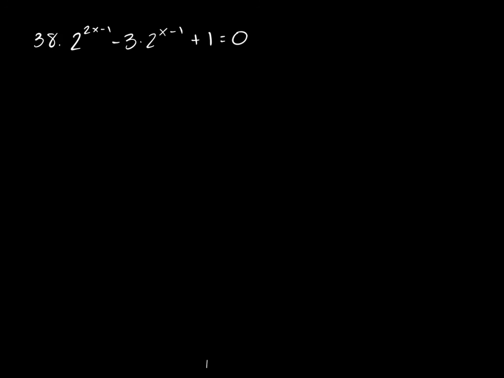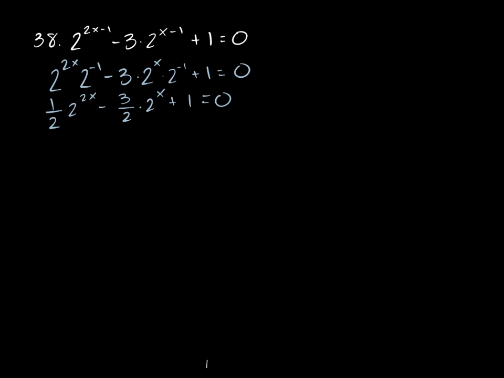So I'm going to use laws of exponents to break up my first term into 2 to the 2x times 2 to the negative 1. Right? Because the exponents are being added together, so I can break them apart by multiplying the bases. Minus 3 times, and then I'm going to do the exact same thing. So 2 to the x times 2 to the negative 1 plus 1 equals 0. From here, I'm going to drop that 2 to the negative 1 into the denominator so that I can make it a positive exponent.